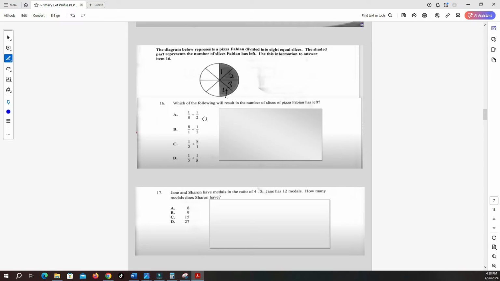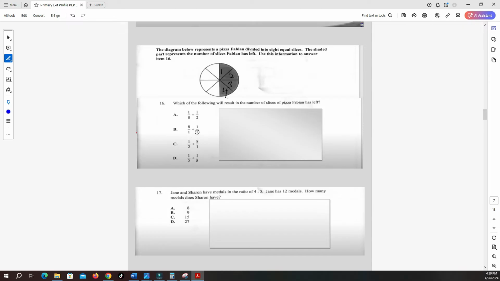And we want to see which one of these would give us 4 slices, because it's what is left here. Remember that if we divide fractions, we have to flip it over, or reciprocate. So if we reciprocate, this is going to be 2 over 8. So that's not going to work. That's not 4. 2 over 8 is not 4.